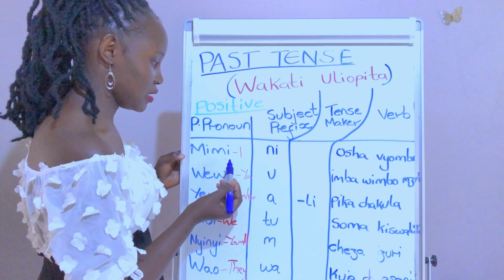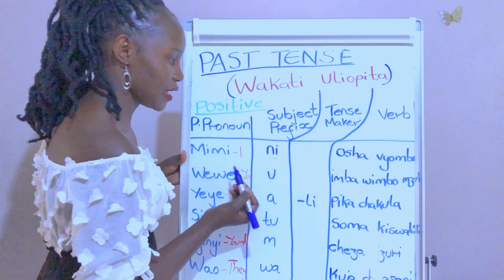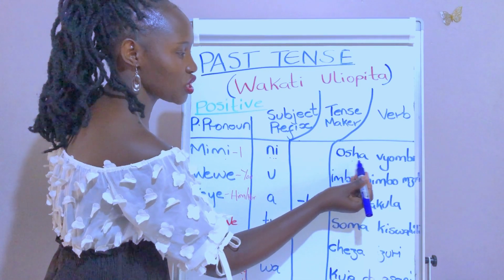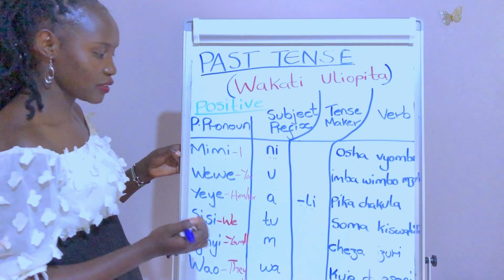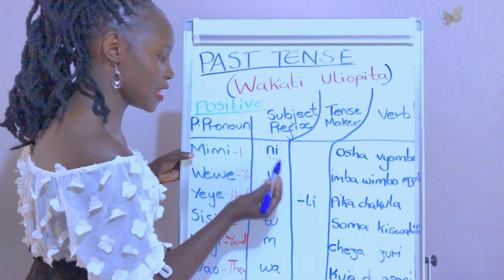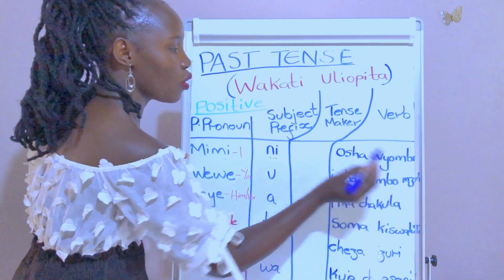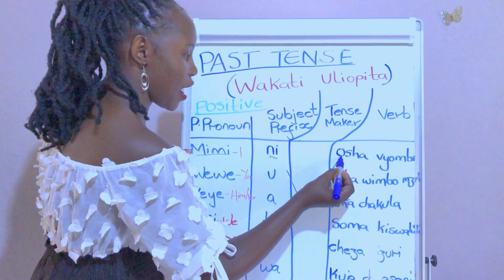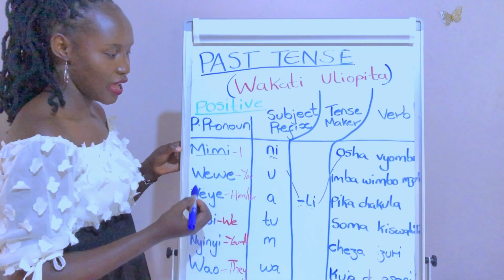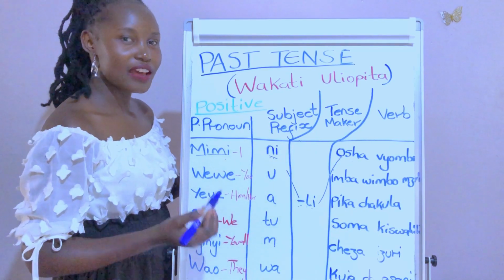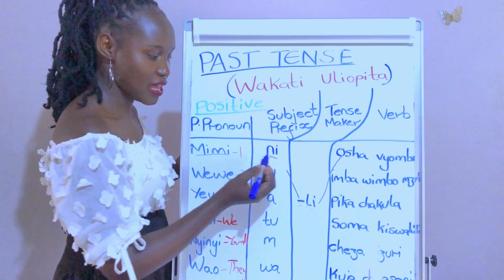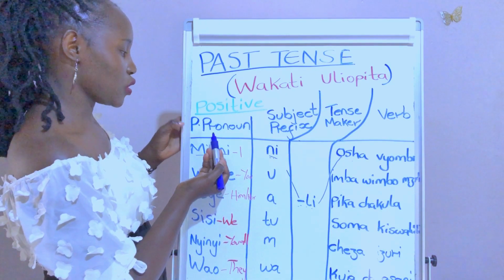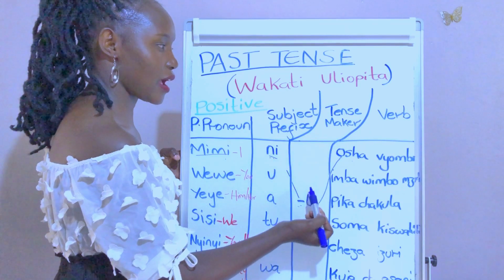Mimi, subject prefix ni, and then our tense marker will be li, and our first verb is osha vyombo. So our sentence will be mimi niliosha vyombo. I washed the dishes some time back. As simple as that. So you connect the personal pronoun, the subject prefix, the tense marker, and the verb.